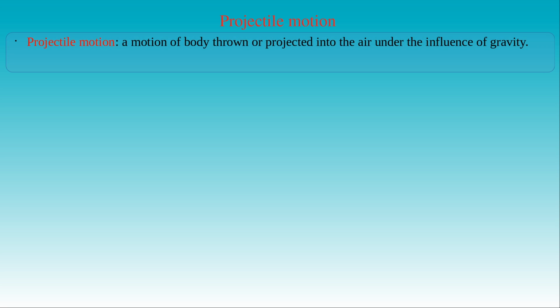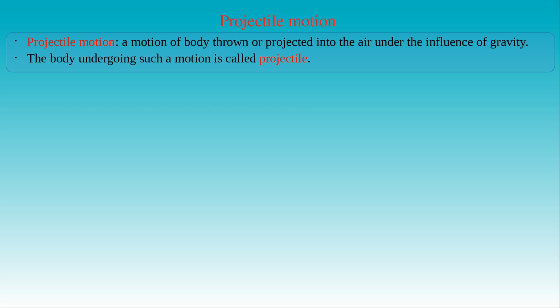We have already studied the motion of a body under the influence of gravity in the case of free fall. Now we present a similar type of motion, the motion of projectiles. Projectile motion is the motion of a body thrown or projected into the air under the influence of gravity. The body undergoing such a motion is called a projectile. Let us consider some examples for projectile motion.